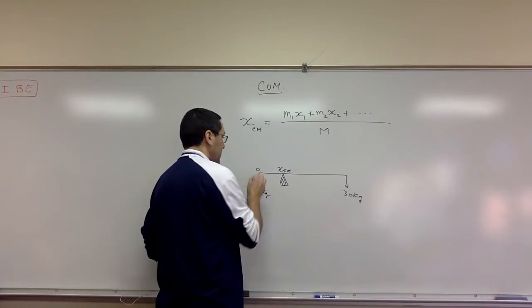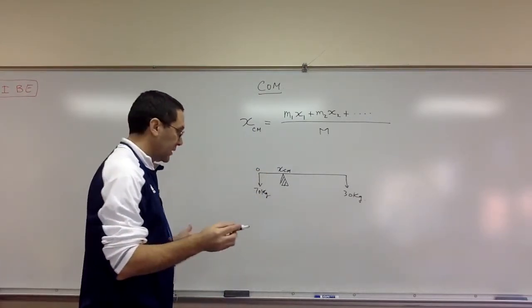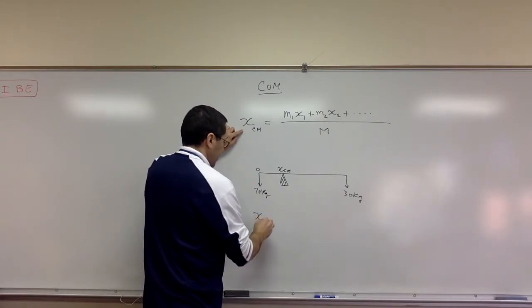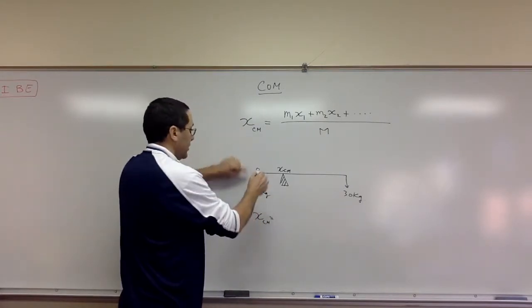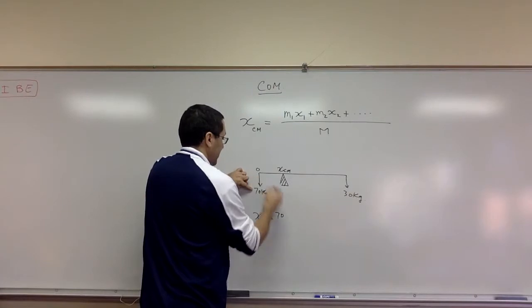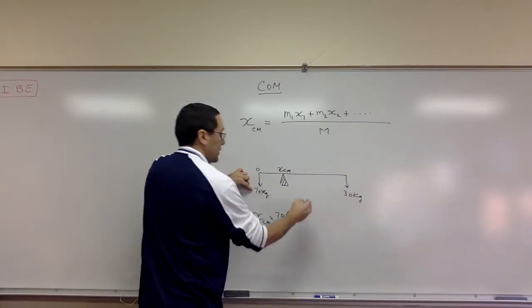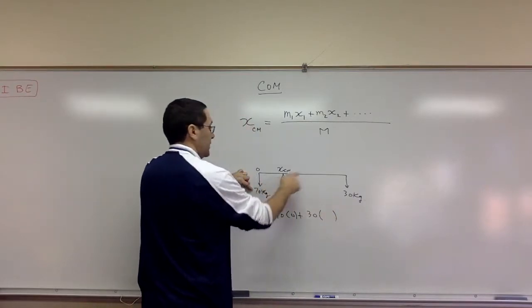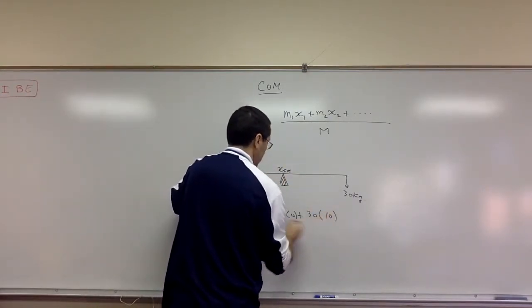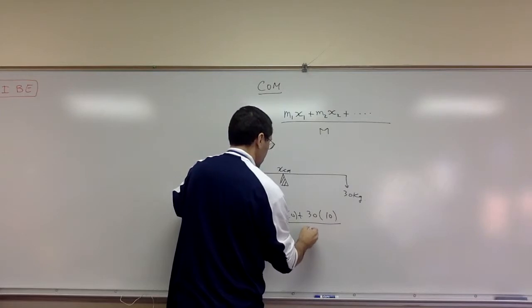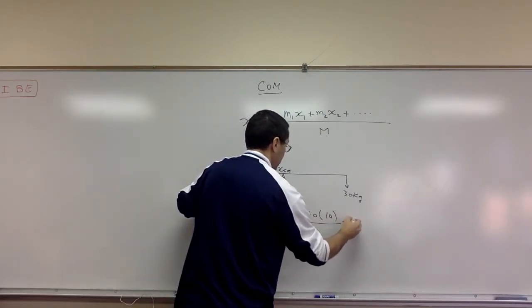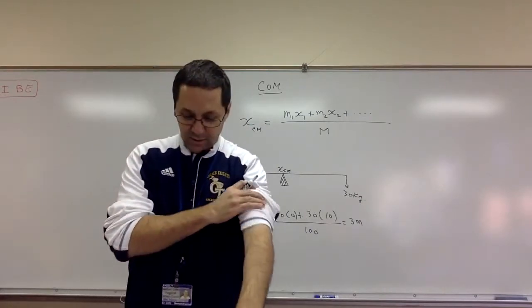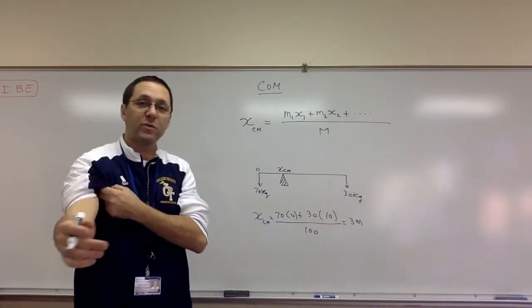I'm going to pick this point as 0. That's arbitrary. You can choose that. Now, if I want to find the position of the center of mass, I take 70 times the position of the 70, which is 0, plus 30 times the position of the 30, which is 10, divided by the whole mass, which is 100, and that should give you 3 meters. You're probably saying, why didn't you tell us the first time? Well, there are multiple ways of doing the same thing.